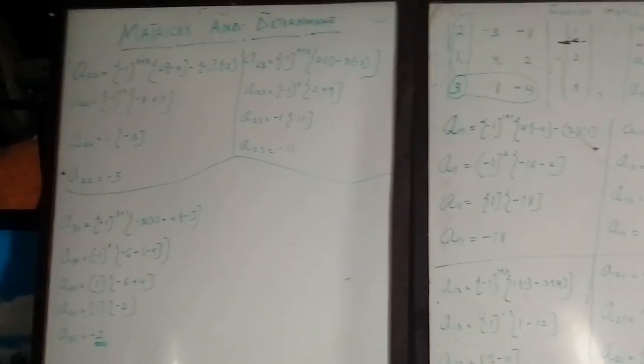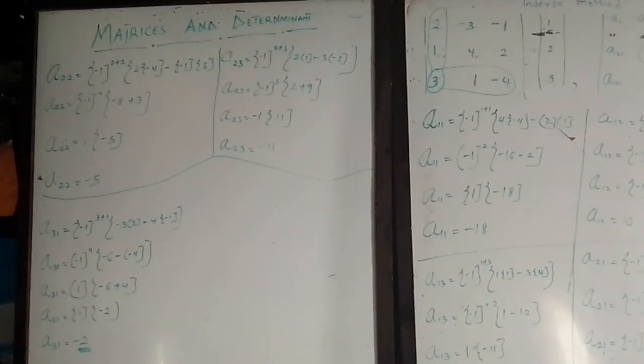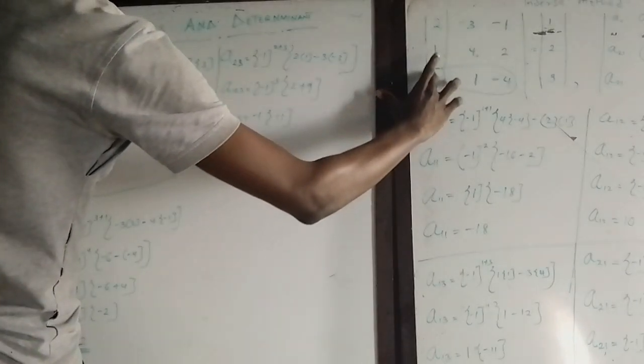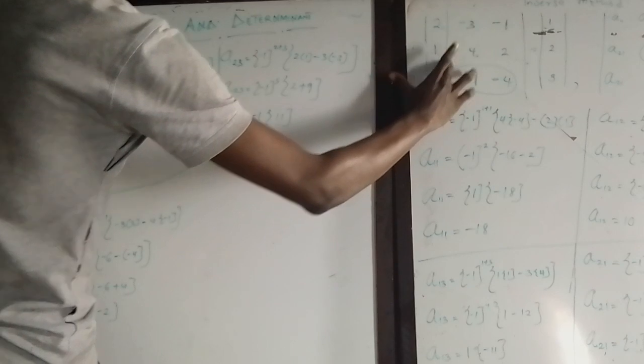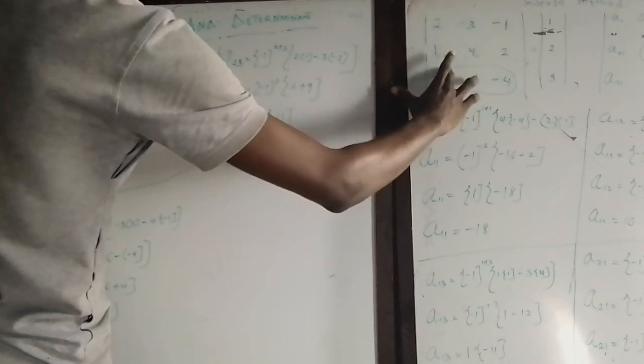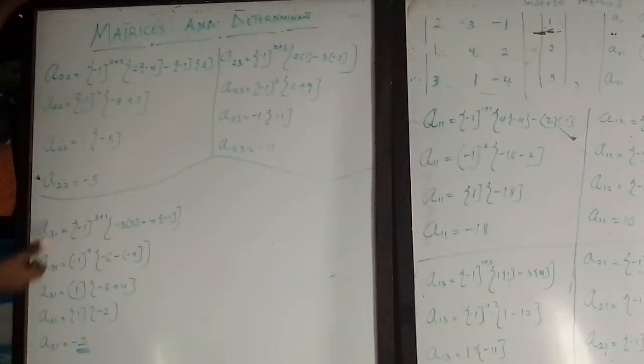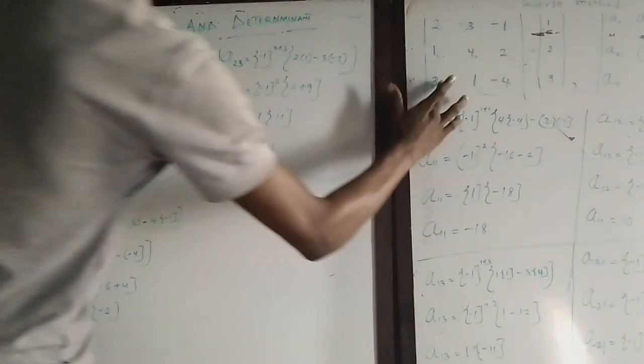So, hope we are getting it. We are moving, we are going along. So now let's solve for A32. This is A31, so let's solve for A32.